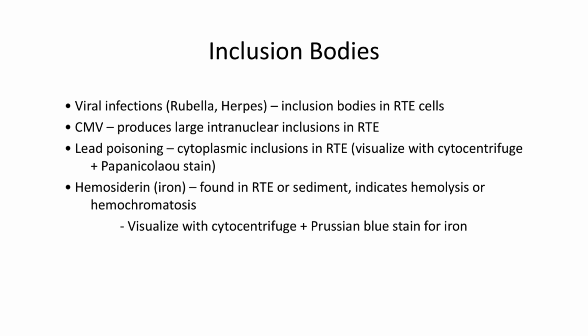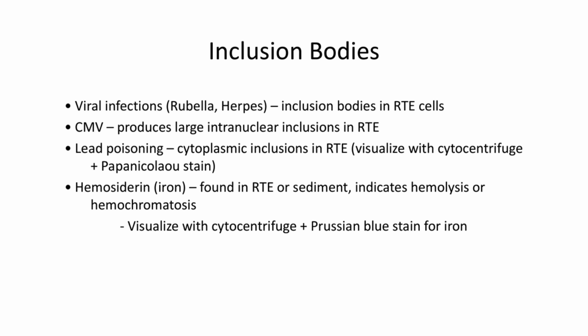In some viral infections, such as rubella or herpes, renal tubular epithelial cells may contain inclusion bodies. Cytomegalovirus, or CMV, produces large intranuclear inclusions. Lead poisoning results in cytoplasmic inclusions, which can be visualized using a cytocentrifuge and Papanicolaou stain.